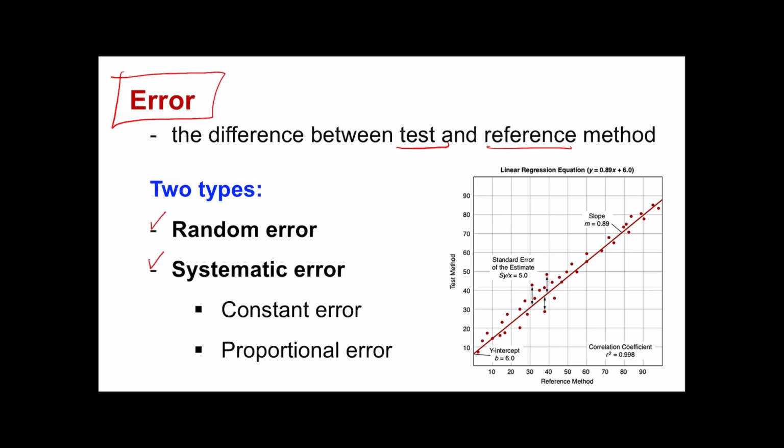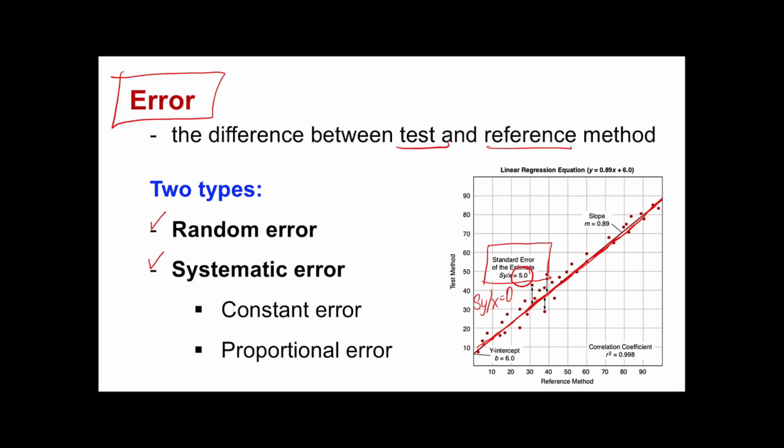First, the random error. This is calculated as the standard deviation of the points about the regression line. This is your standard error of the estimate. If the points were perfectly in line with the regression line, then you will get an SYX of 0. That means there is no random error. But in this case, we have an SYX of 5, so a random error is present.